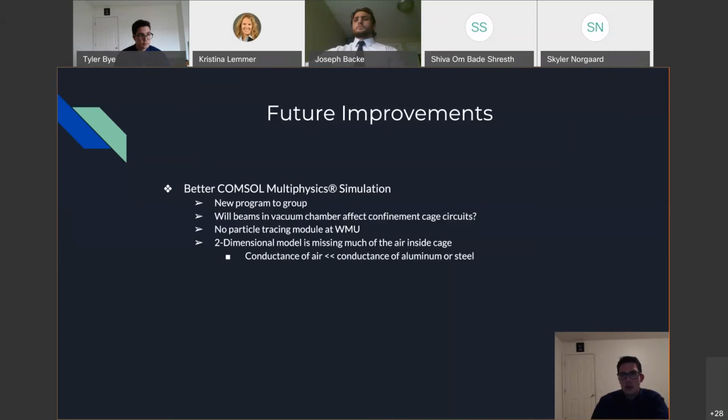The COMSOL license at Western also doesn't have particle tracing. Particle tracing was something we wanted to do, but because Western did not have it, we couldn't do that within our experiment. And then, as mentioned before, the two-dimensional model is missing much of the space inside the cage, and the conductance of that space would be much less than the conductance of aluminum or steel, which would change the results within the simulation.